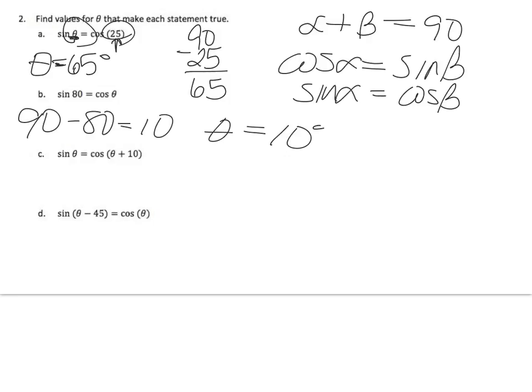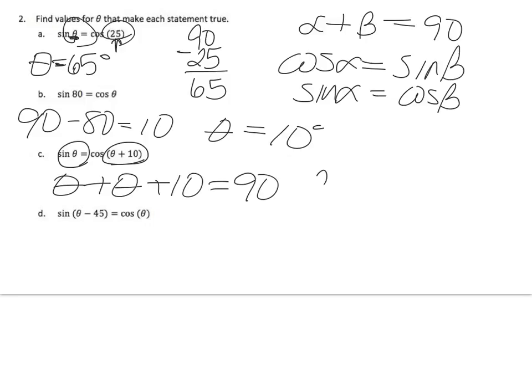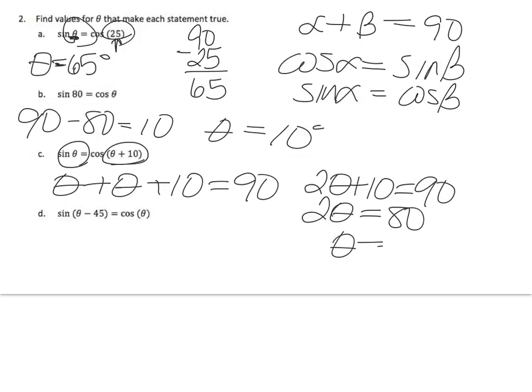Sine theta equals cosine theta plus 10. I don't know, some of you guys can probably do some mental math for this one, but I'm just going back to the basics. Theta plus 10 has to be 90 degrees. So collect like terms, subtract 10 from both sides. Theta is 40 degrees. That's all I can do.